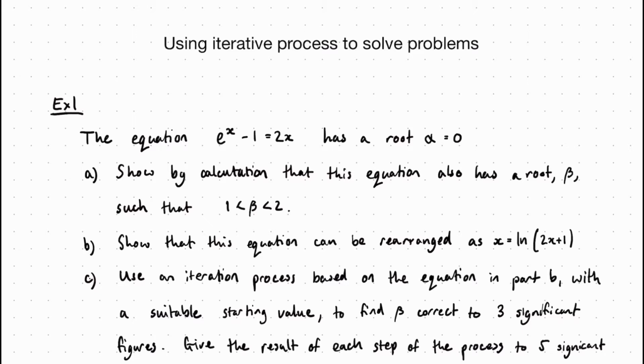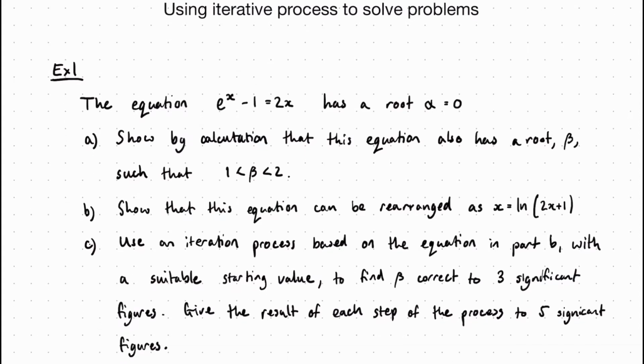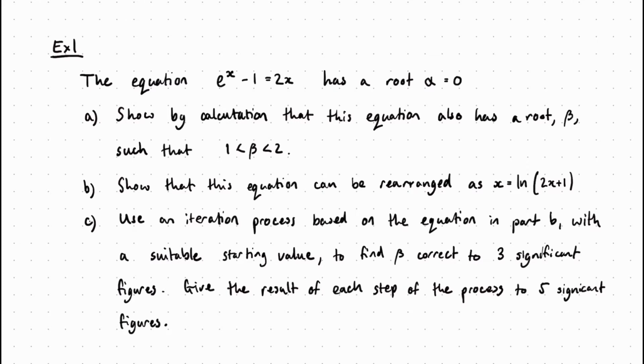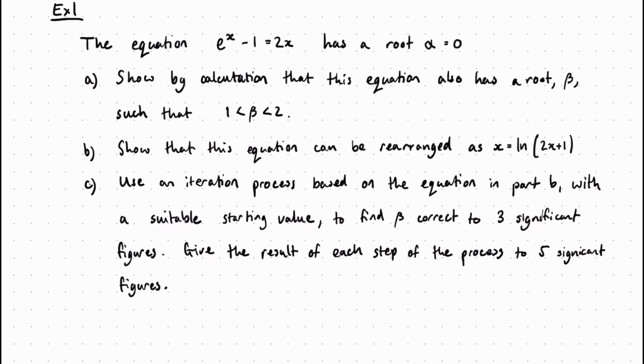We've got the equation e to the x minus 1 is equal to 2x, and we know there's a root alpha equaling 0. We're going to show by calculation that this equation also has a second root, beta, such that beta is between 1 and 2. We're then going to show that this equation can be rearranged as x equals ln(2x plus 1). And then we're going to finish this off by using an iteration process based on the equation from part B to find a suitable value for beta to three significant figures.